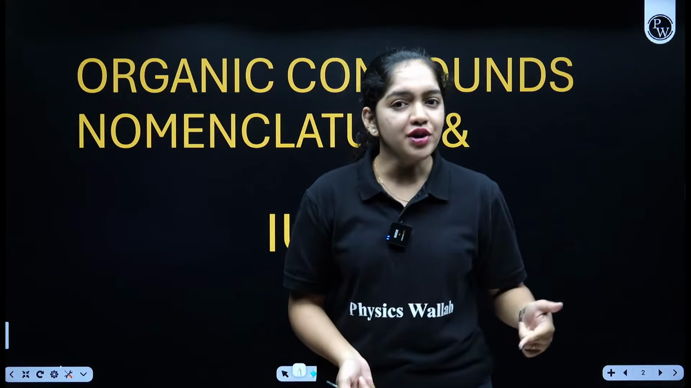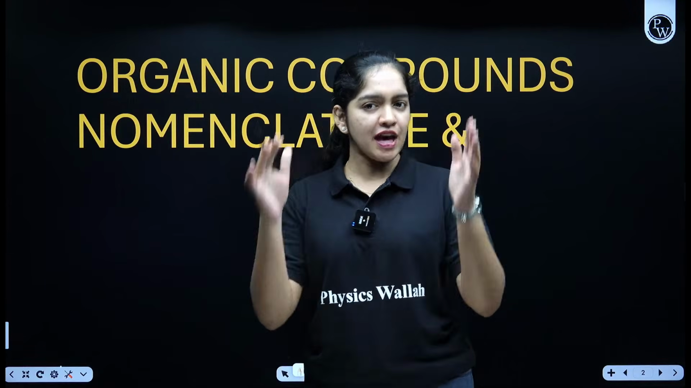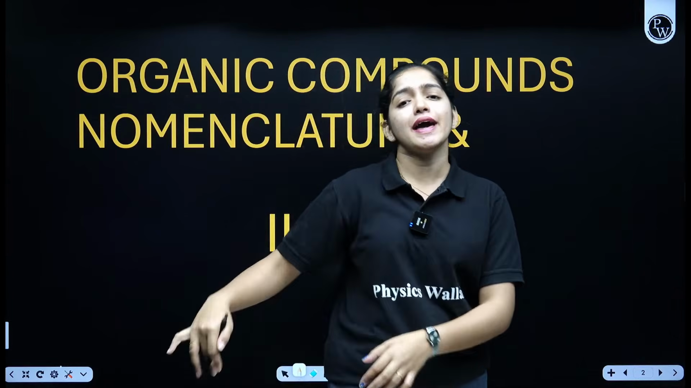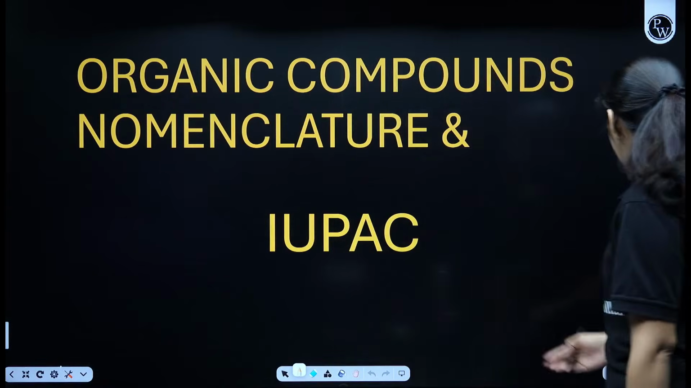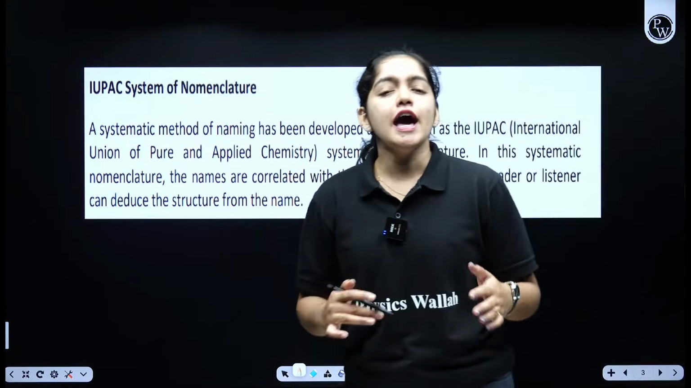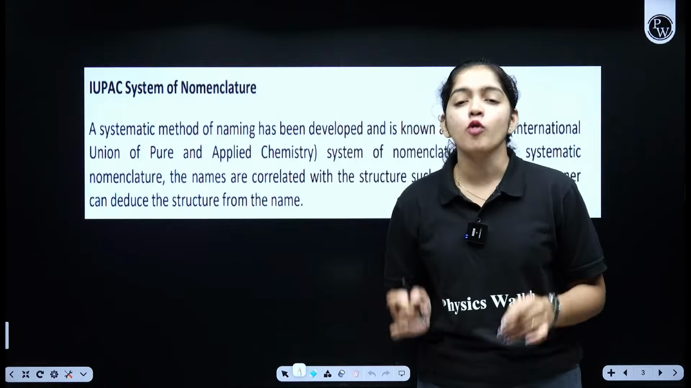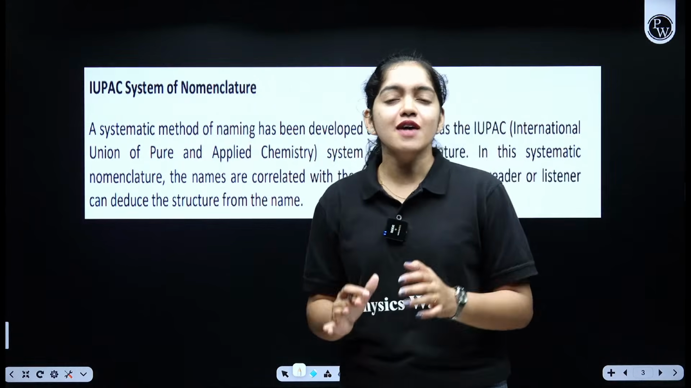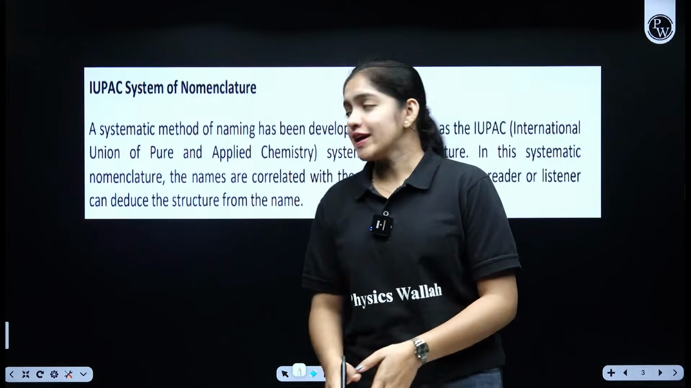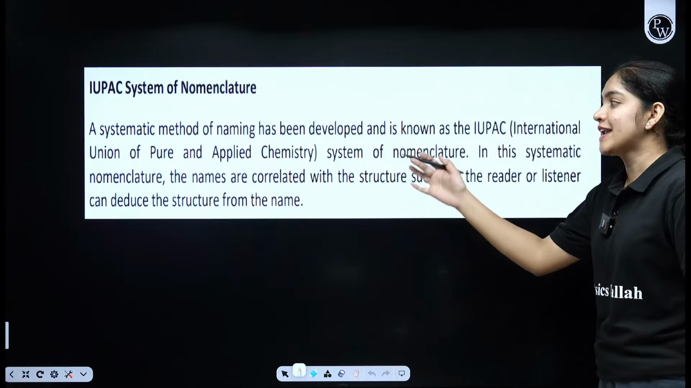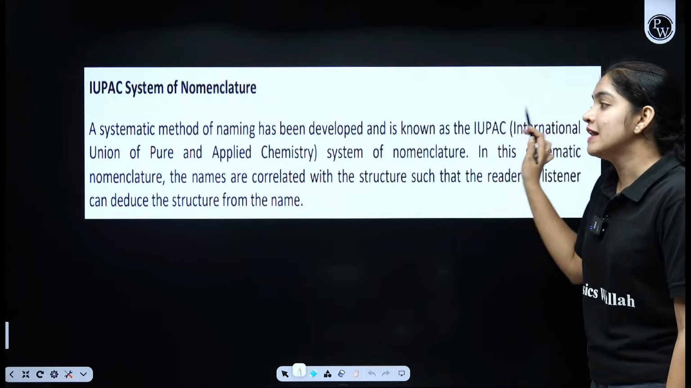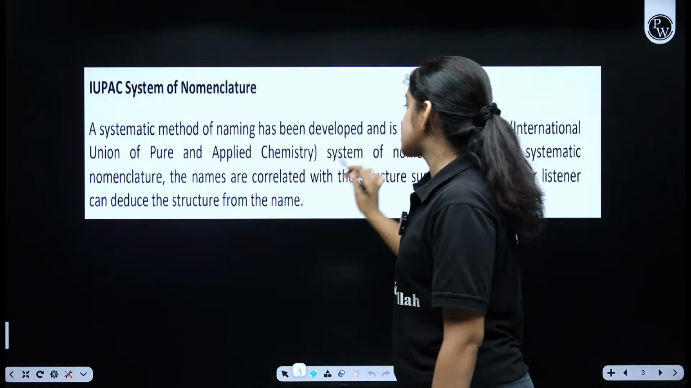So today we are going to discuss organic nomenclature and IUPAC. We have already discussed what nomenclature is: giving a name to an organic compound based on the rules set up by IUPAC. And what is IUPAC? IUPAC means International Union of Pure and Applied Chemistry. They have set up a set of rules, and based on these rules we give names to organic compounds. A systematic method of naming has been developed, known as the IUPAC system of nomenclature.